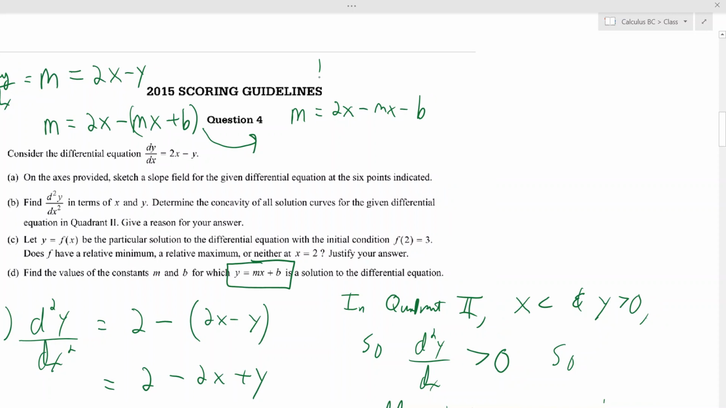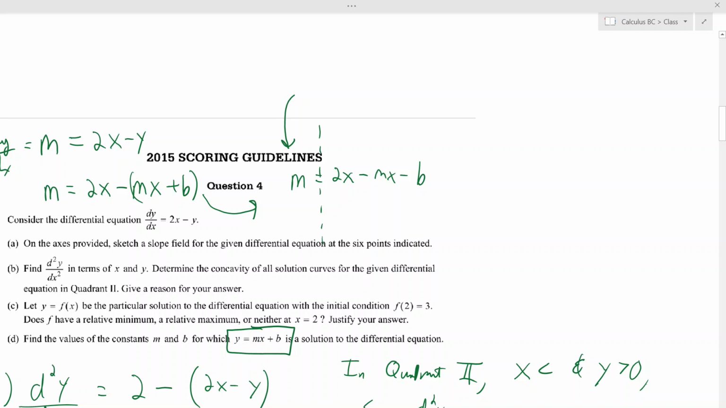Okay, so here's what I mean by both sides. There's a left side and a right side. On the left side, there's an m. On the right side, there's a 2x minus mx minus b. Because there are 0 x's on this side, there must be 0 x's on this side. Now you see x's there, right? 2x minus mx, but they have to cancel. That means that 2x minus mx has to equal 0.